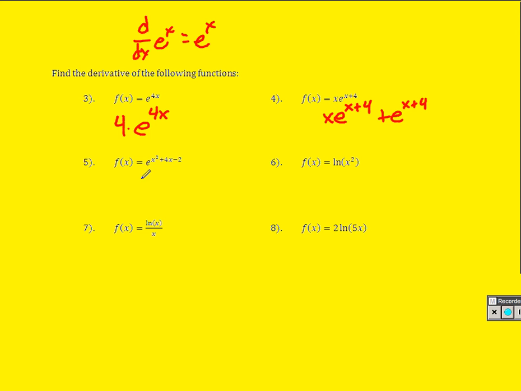For this one here, same thing. E to what's up top, x squared plus 4x minus 2. Now you need to multiply that by the derivative of what's in the exponent, which is 2x plus 4. Make sure that's in parentheses there.